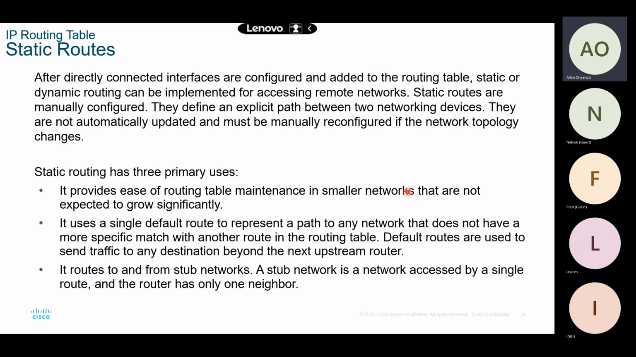We also talked about static routes, whereby you manually add remote networks to the router. Okay. So static routing, in most cases, is very suitable for small networks which are not expected to grow very fast, very soon. So it's very suitable for small networks with very few routers. Sometimes you can just use a single default route to represent so many paths within the internet.